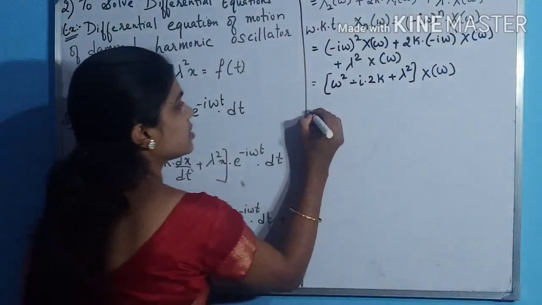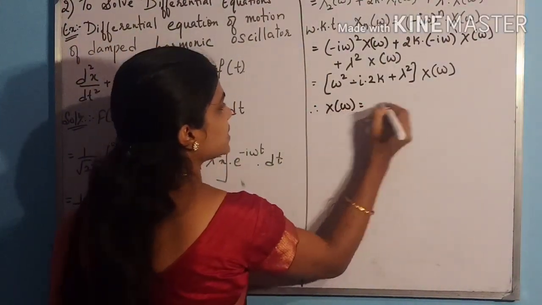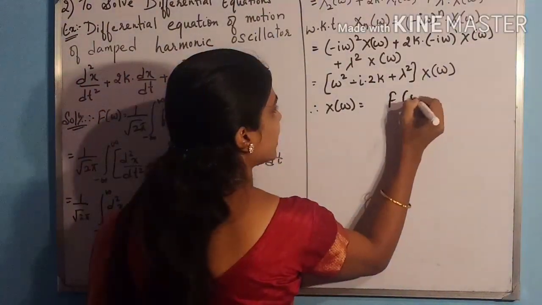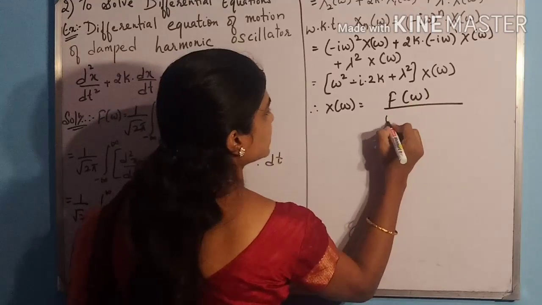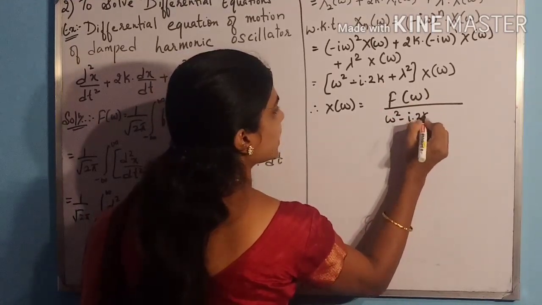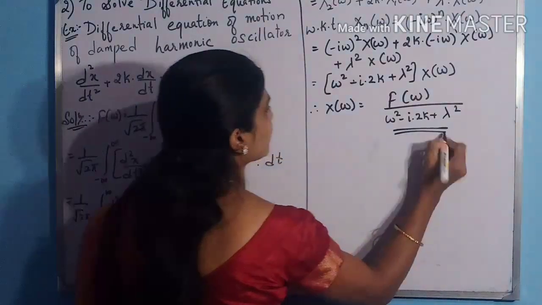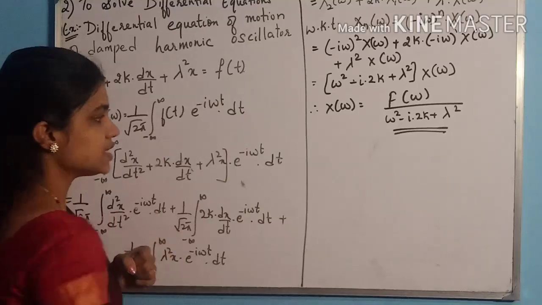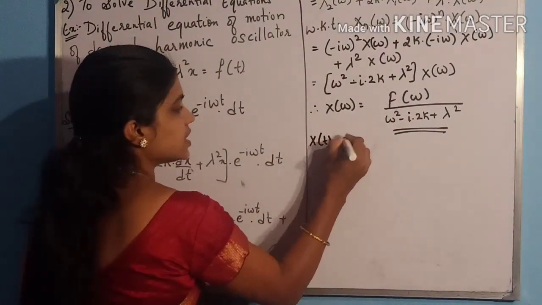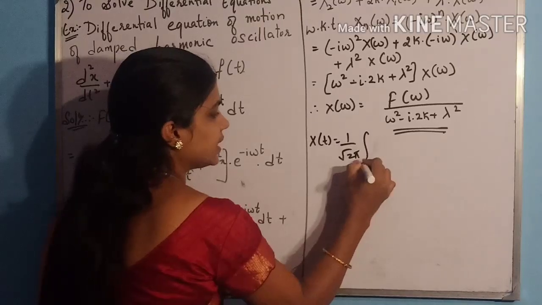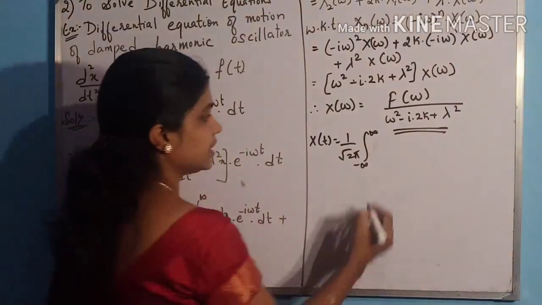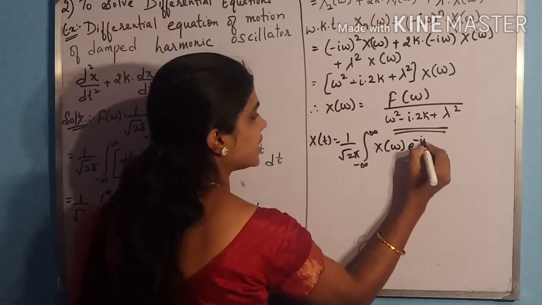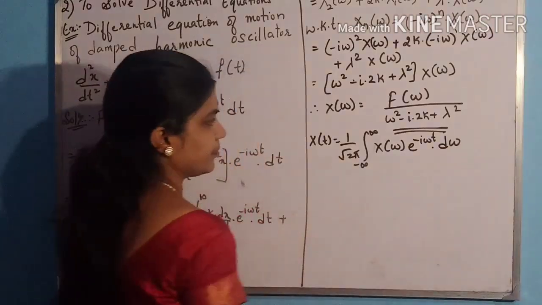So therefore, what is X(ω)? On the other side I have F(ω), so X(ω) is F(ω) divided by (ω² − i·2kω + λ²). Now we have found X(ω), and we have to find X(t). So what is X(t)? X(t) is 1 by root 2π, integral from minus infinity to plus infinity of X(ω) e^(−iωt) dω.